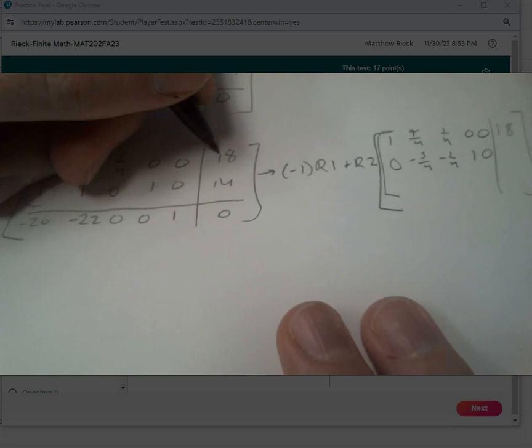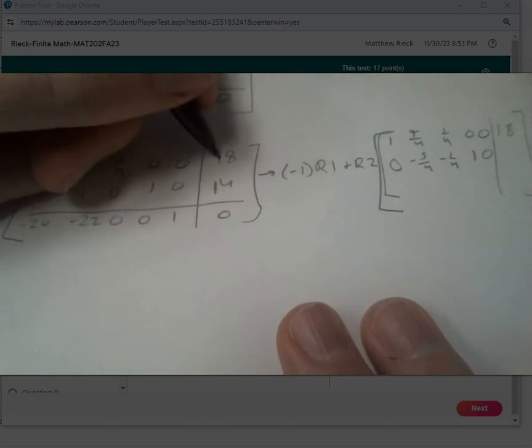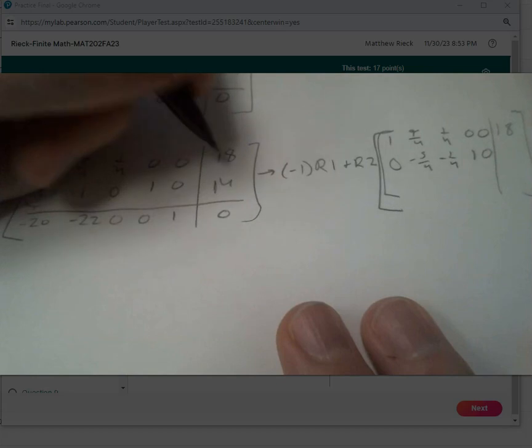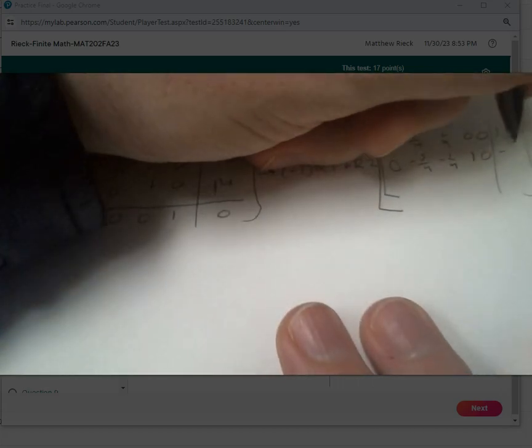-1 times 18 is going to be -18, plus 14 is going to be -4.